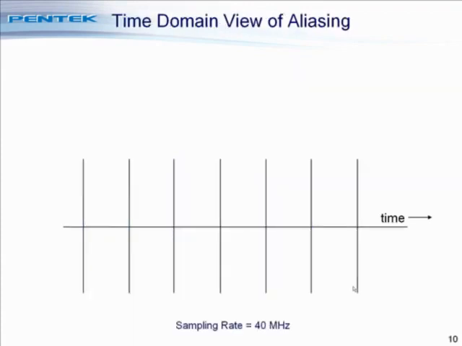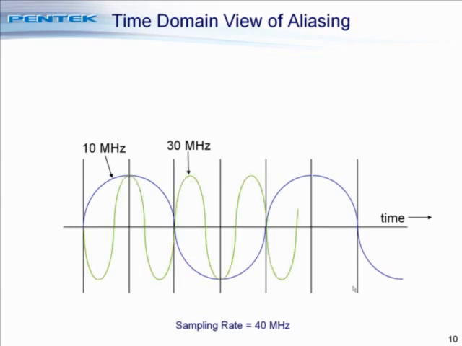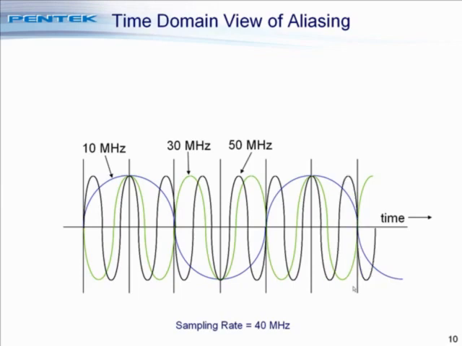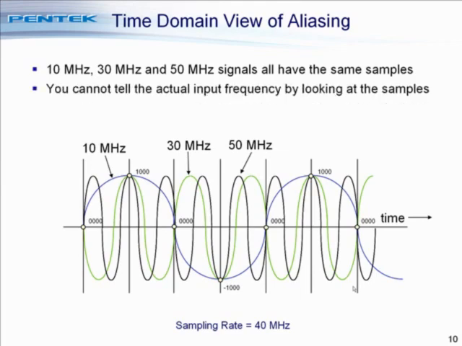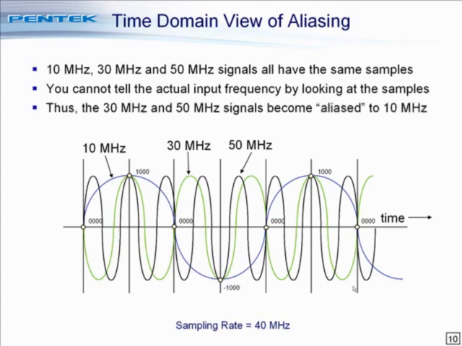Let's superimpose all 3 frequency signals on the same graph. Here's our 10 megahertz signal. Here's our 30 megahertz signal in green. And here's our 50 megahertz signal in black. The digital samples that we created are exactly the same for all 3 waveforms. You can't tell the actual input frequency simply by looking at the samples. Thus, the 30 megahertz and the 50 megahertz signals have become aliased to 10 megahertz. That's where the term came from. Alias means a false name.